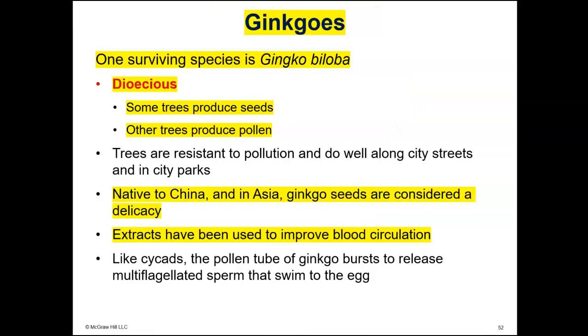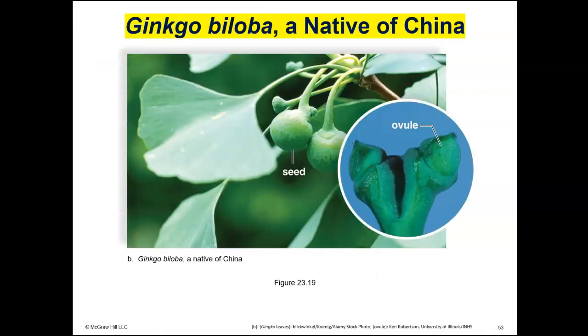The only surviving species is called Ginkgo biloba. Ginkgos are also dioecious. Some trees produce seeds and others produce pollen. Ginkgos are native to China, and in Asia, the ginkgo seeds are considered a delicacy. The extracts from the Ginkgo biloba plant have been used to improve blood circulation. And you can see the seed, and you can see how the leaves kind of look.